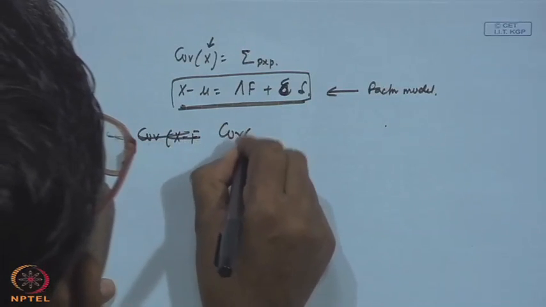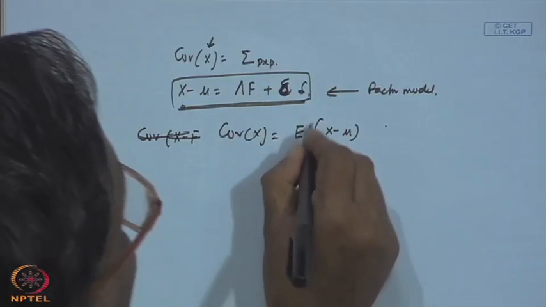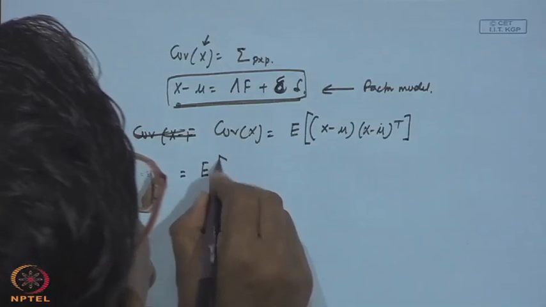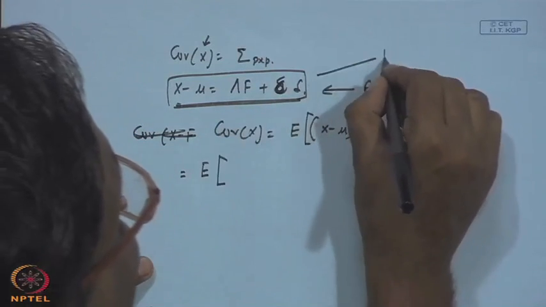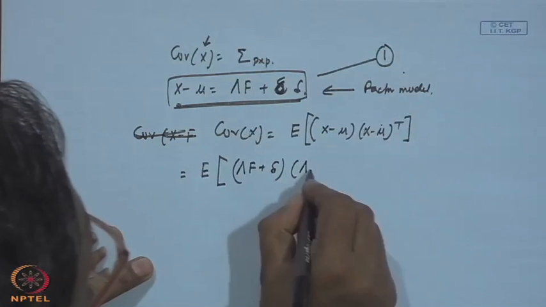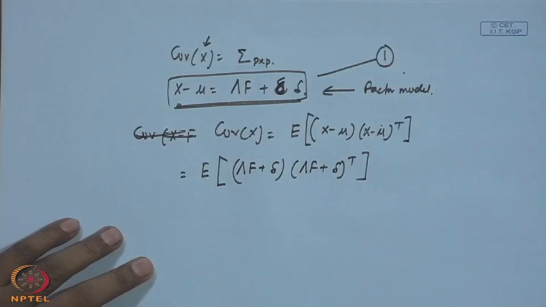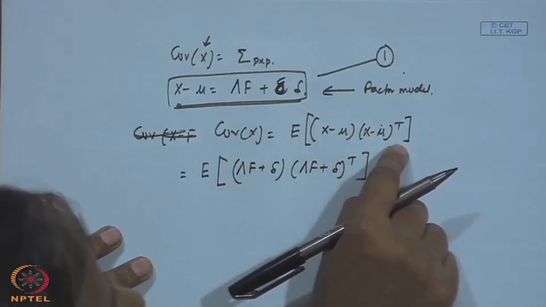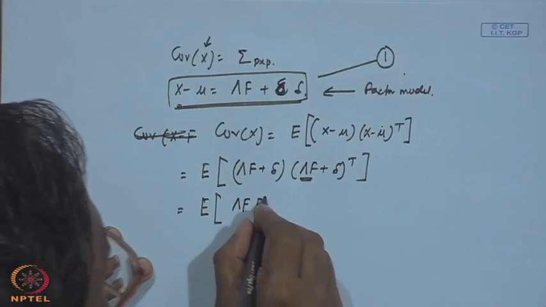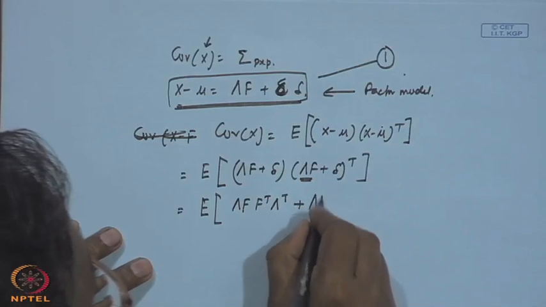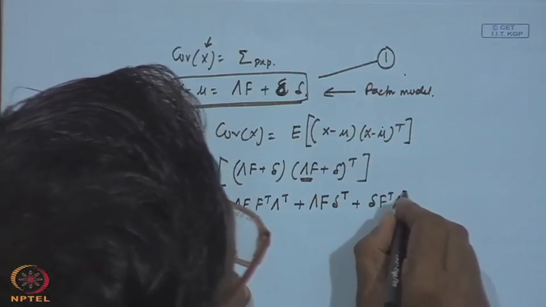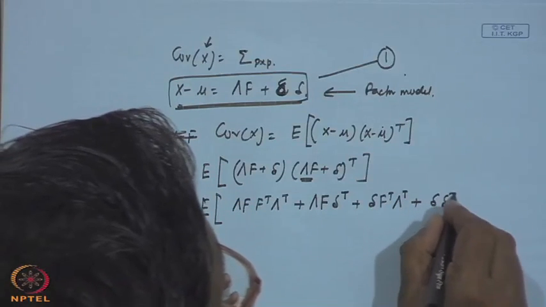Covariance of x equal to expected value of x minus mu, transpose. We have seen earlier also. So, that means this quantity we can write like this, x minus mu. Suppose I say this is my equation 1, from equation 1 I can write lambda f plus delta into lambda f plus delta transpose. X minus mu equals lambda f plus delta. So, I am writing like this, lambda f into this one, so this one will be f transpose lambda transpose, plus lambda f delta transpose, plus delta f transpose lambda transpose, plus delta delta transpose.